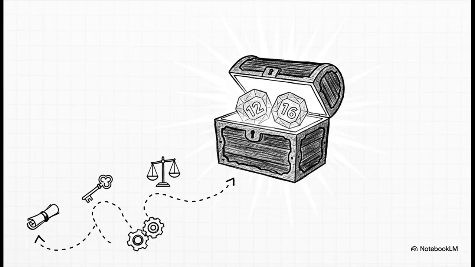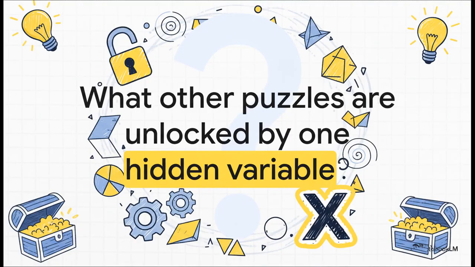You've got to admit, there's something really satisfying about taking a confusing word problem and turning it into a clear, simple answer that you know is right. You know, when you think about it, this whole puzzle just came down to finding that one hidden number, x. It kind of makes you wonder, right? How many other complicated-looking problems out there are just waiting to be unlocked if we can just find that one secret key?